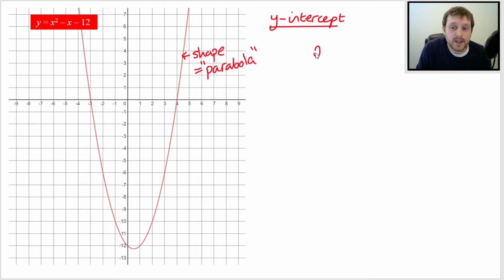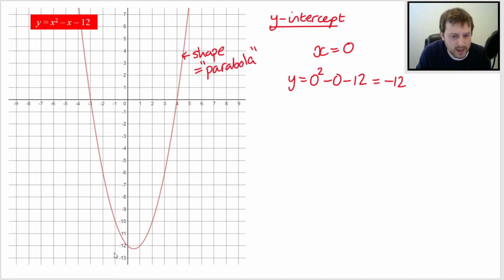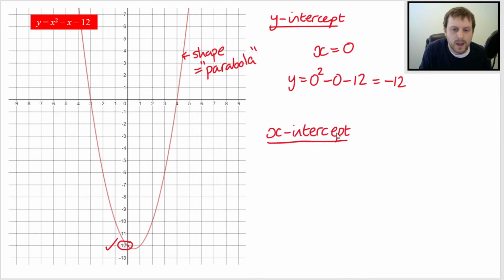In any case, what's the y-intercept? So for a y-intercept, it's x that's 0. So y will be 0 squared minus 0 minus 12, which is just minus 12. Now, is that what we think it should be? Yes, if you look closely, it crosses here at minus 12. So that's great. That's what we want. Now, for the x-intercept, I can see the x-intercepts are minus 3 and 4.